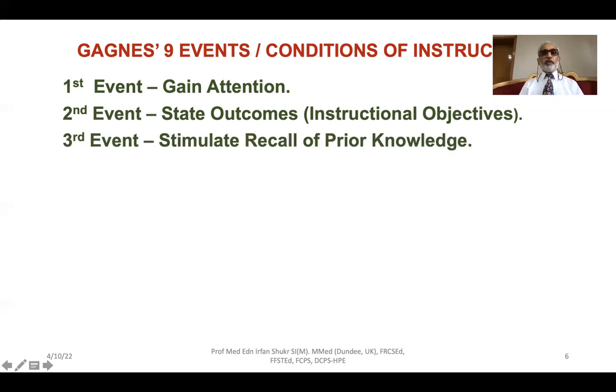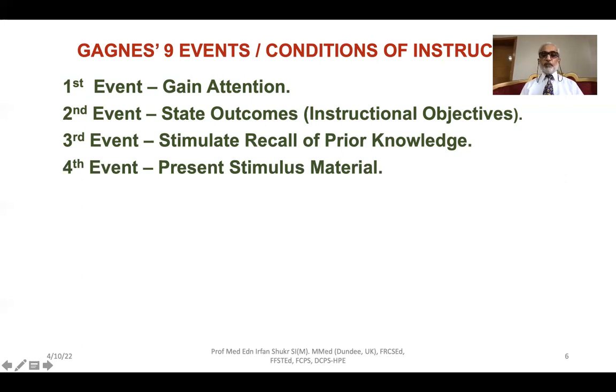Then one must stimulate the recall of prior knowledge, which is the third event: what information do they already know, what is their pre-existing knowledge? For example, in taking a temperature, are they aware what a mercury thermometer is? They may be only aware of the electronic thermometer, what temperature is, in what degree it is measured, and so on and so forth.